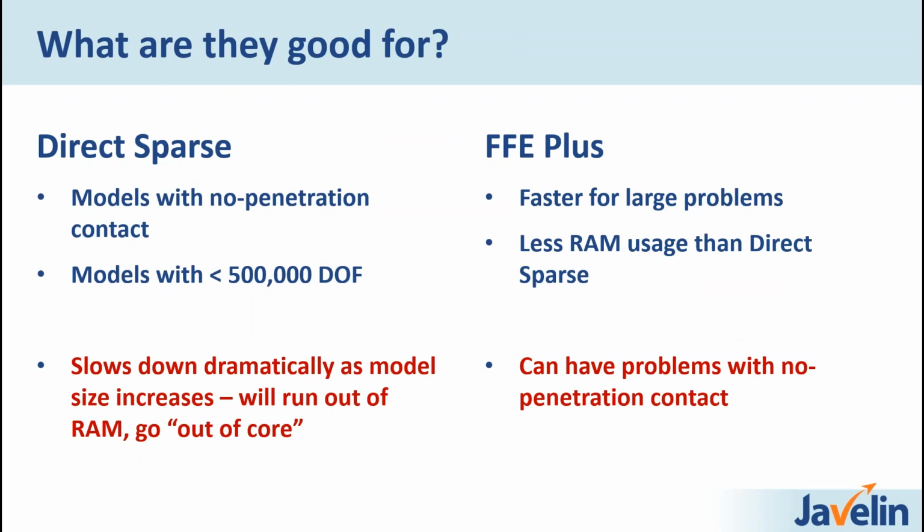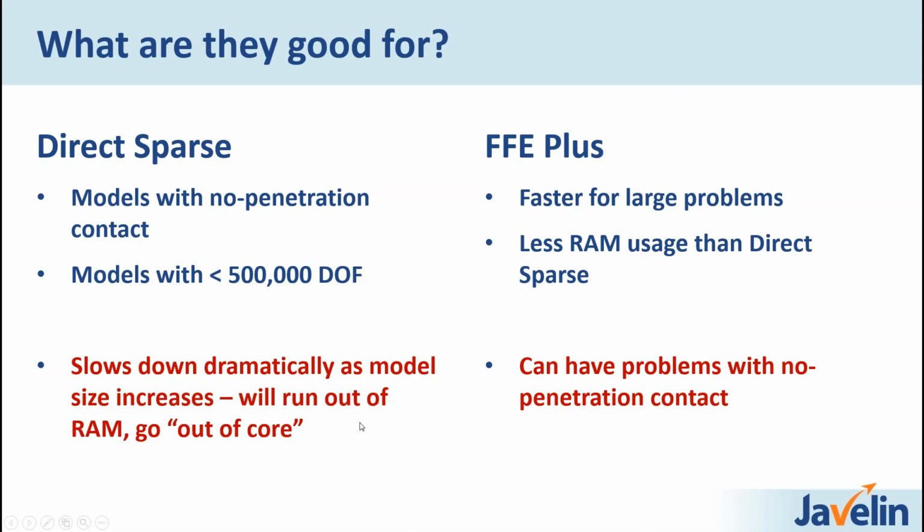Now, direct sparse is an excellent solver for contact. When you're dealing with small models, there's really no difference in solvers, but sparse will do a much better job on solving no penetration contact, especially when you have lots of contact sets. But it's really only good for small models, things with less than 500,000 degrees of freedom. This solver uses a lot of RAM, and it will slow down dramatically as your model size increases. And it's very possible here to have your analysis run out of RAM with the direct sparse solver.